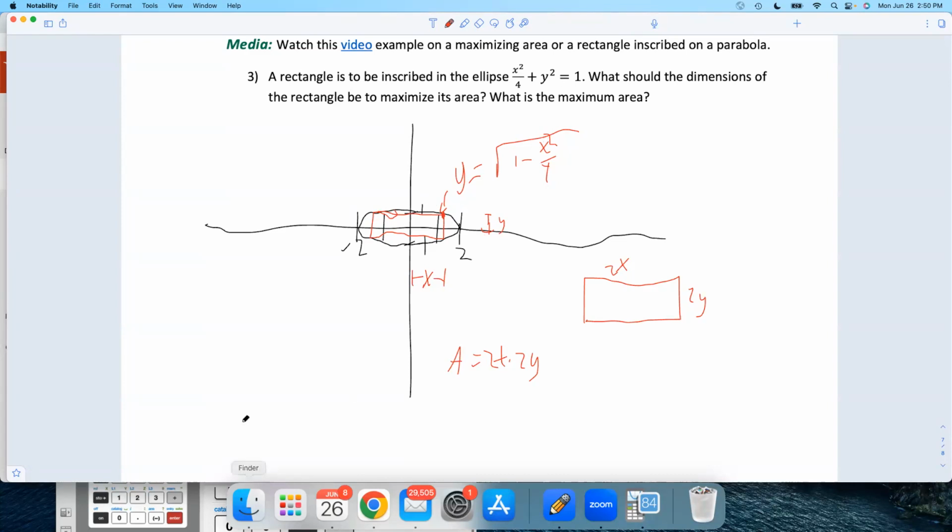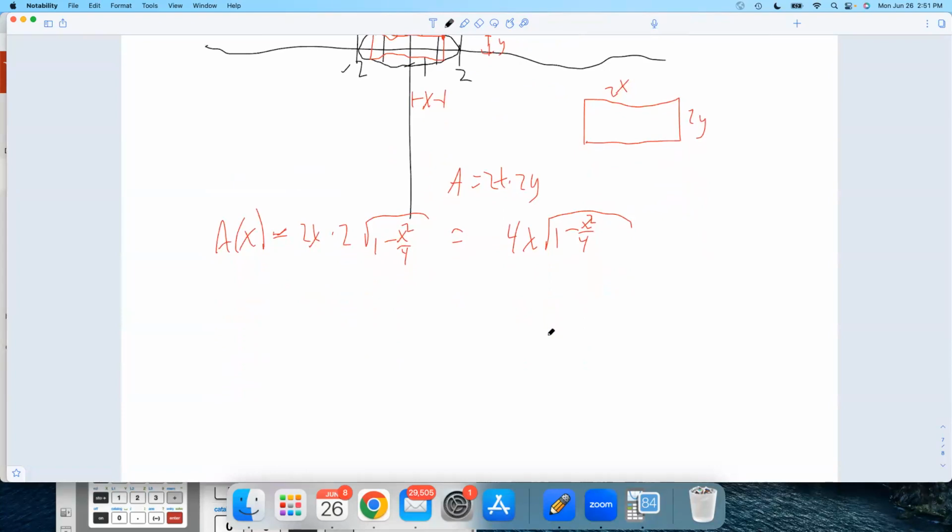Now I have y in terms of x. I could say A as a function of x will be 2x times 2 square root of 1 minus x squared over 4, which I could rewrite as 4x square root of 1 minus x squared over 4. Now I have written the thing I'm trying to optimize in terms of only one letter, one independent variable. And then from here, it's always the same. We're going to take a derivative, set it equal to 0. We're going to check our endpoints and see who's the biggest and who's the smallest.